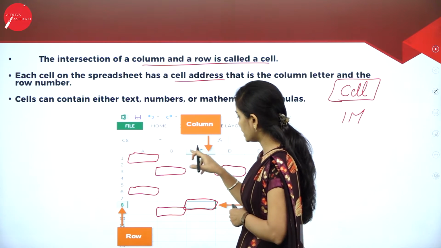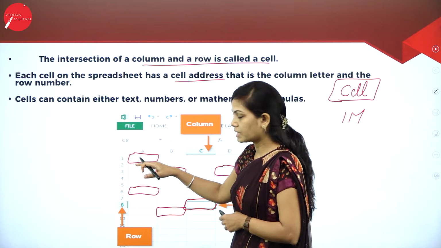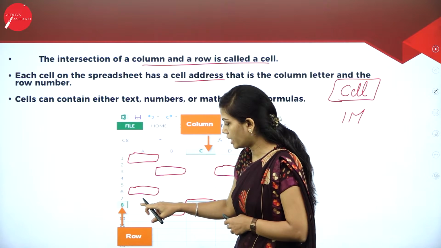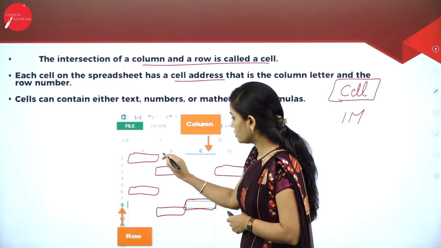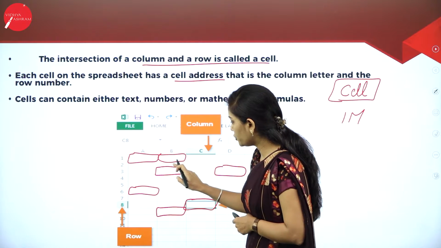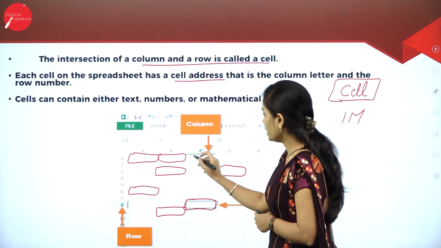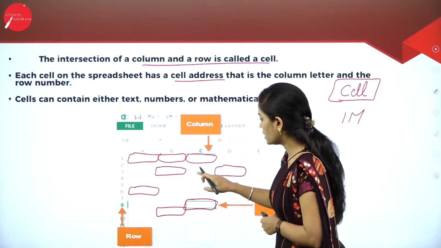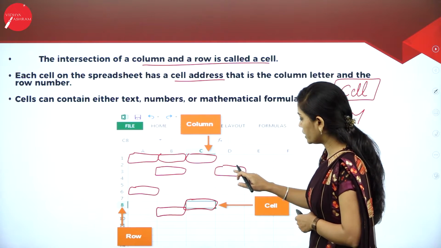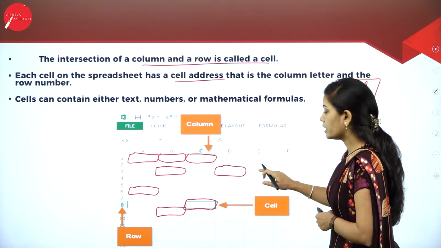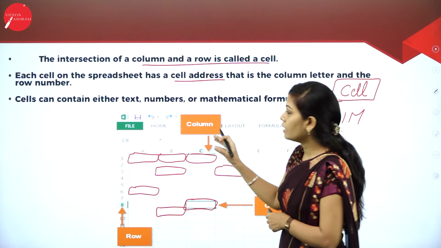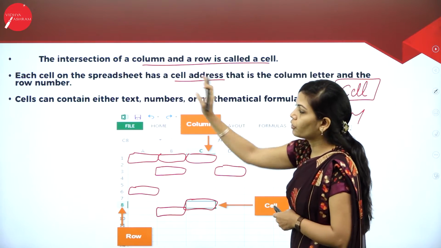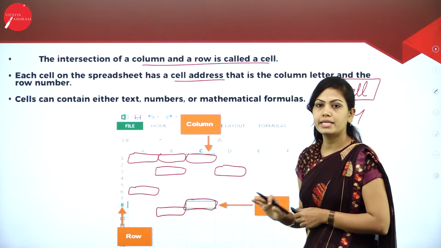This is A, B, C, D, E, F. So the next cell addresses are A1, A2, A3, A4, A5, A6, A7, A8. And the next cell addresses for this column are B1, B2, B3, B4, B5, B6. And for this column, C1, C2, C3, C4, C5, C6. D1, D2, D3, D4, etc. E1, E2, E3, E4, etc. Each cell on the spreadsheet has a cell address, that is the column letter and a row number. This is called a cell address.